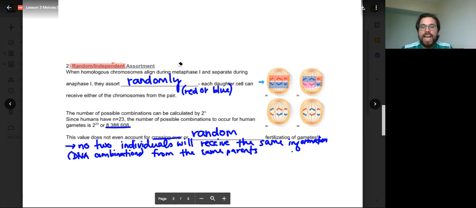So take a second here, ask questions if you're not sure about what this random assortment means. And I'm more than happy to talk about the diagram as a whole if you need more elaboration, because then we can start to talk about meiosis as a process.